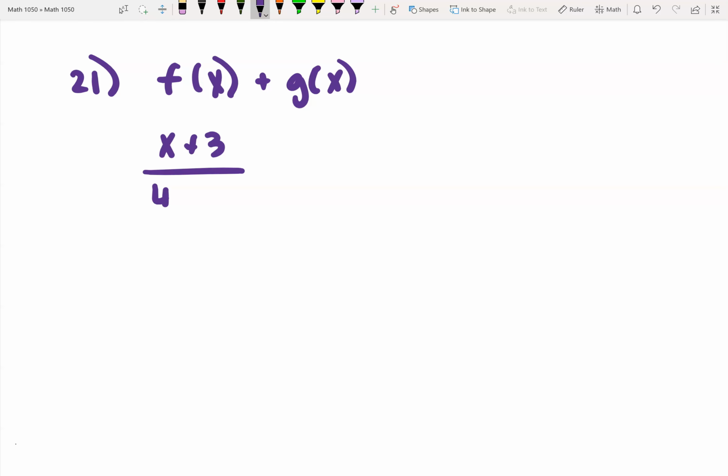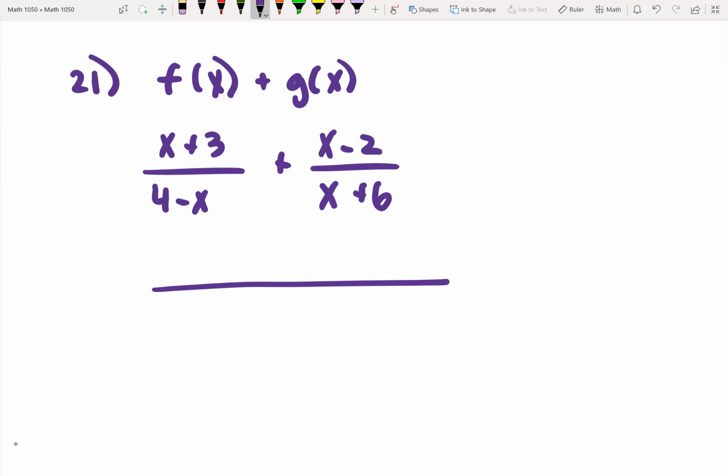Okay, here's 21, you guys. So they want you to find f of x plus g of x. So f of x is x plus 3 over 4 minus x, and you're adding it to g of x, which is x minus 2 over x plus 6. You're just adding fractions. So you just need a common denominator, okay?